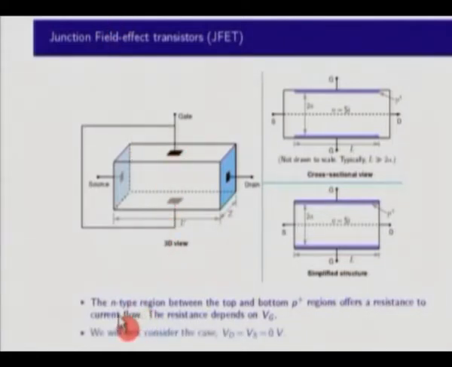Okay, so the important thing to take from this slide is that the N-type region between the top and bottom P plus regions offers a resistance to current flow, and the resistance will depend on VG, and that of course we are going to see. So again, make things as simple as possible first and then make them complicated later, so that the students get a feel for the basics first, and then get an idea of how things are in real life. So the very simple case that we can first consider is when the drain voltage as well as the source voltage are both 0. That is the first case we will consider.